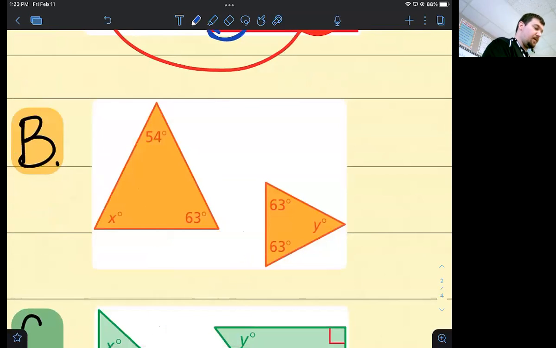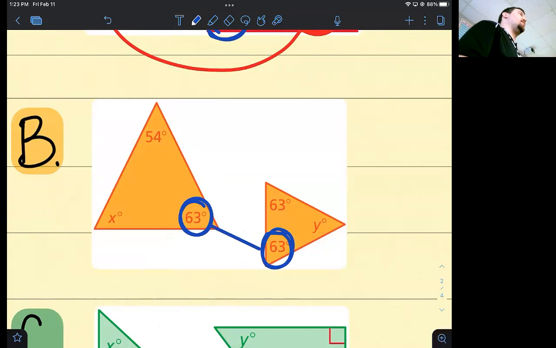All right, so in this next triangle, do you see a 63-degree angle in both? Okay. Do you see a 54-degree angle in both? No. But instead of saying these aren't similar, maybe I should dig a little deeper.